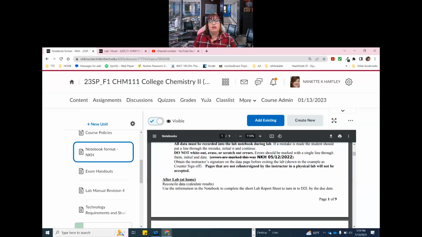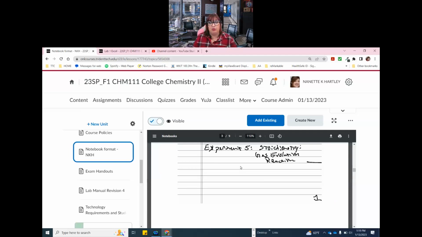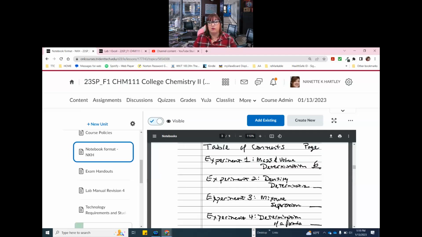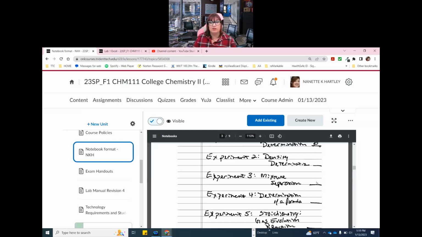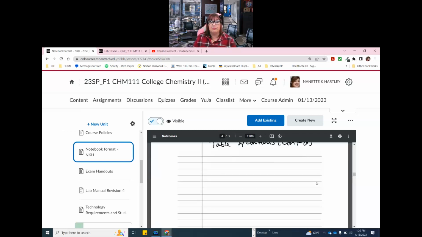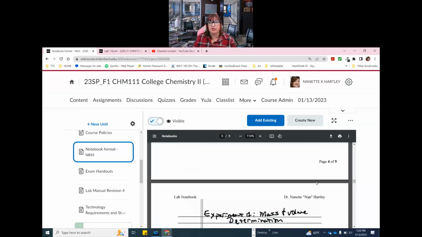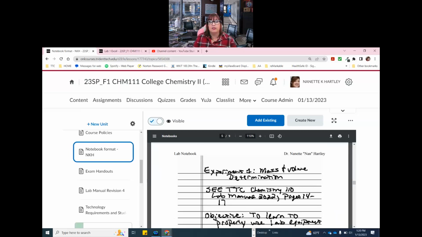All right. Now, the example that I've provided to you has a table of contents, the first of which is numbered because that one I have started, the rest of which are not because I haven't started those yet. I left a couple of pages blank for the table of contents. I have experiment 1, mass and volume determination. This is actually from a 110 lab notebook, but the same things apply.